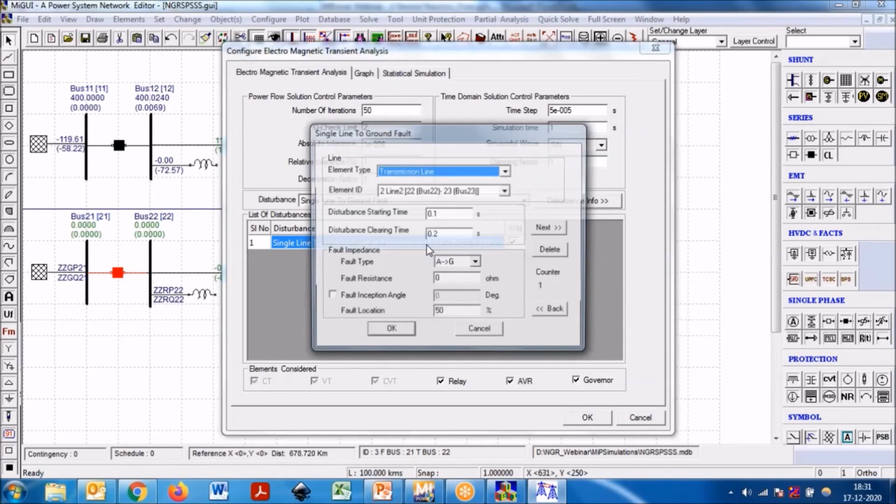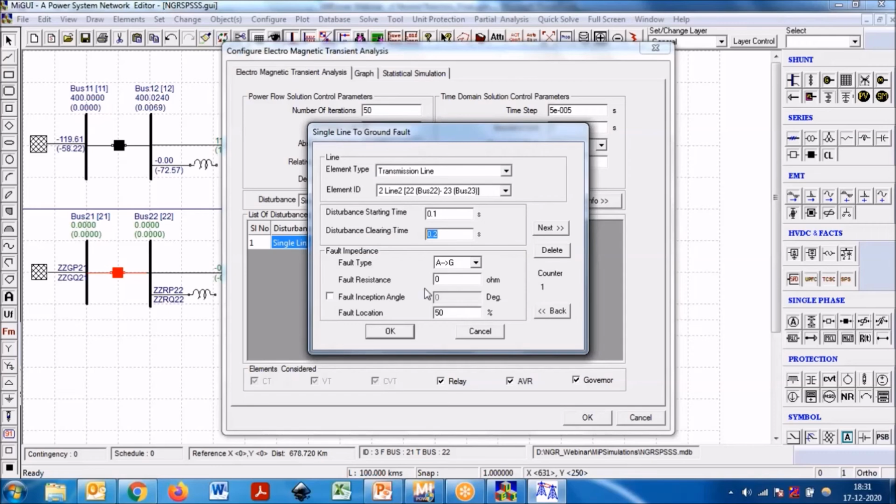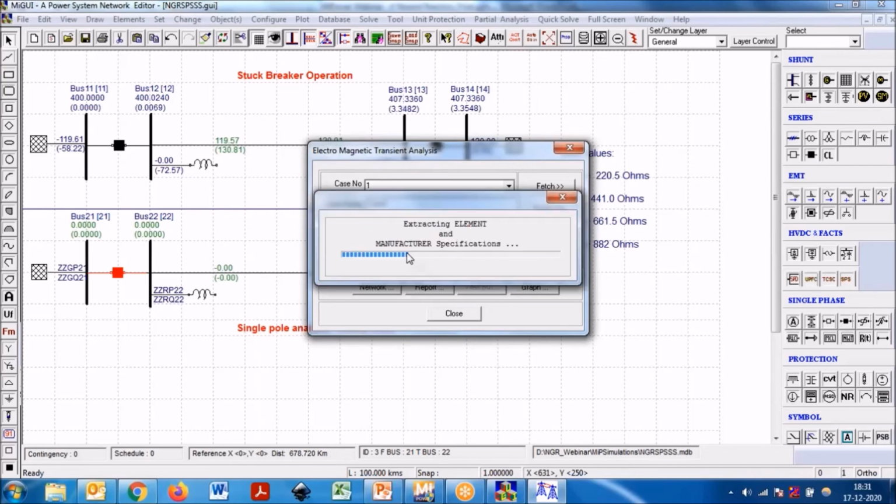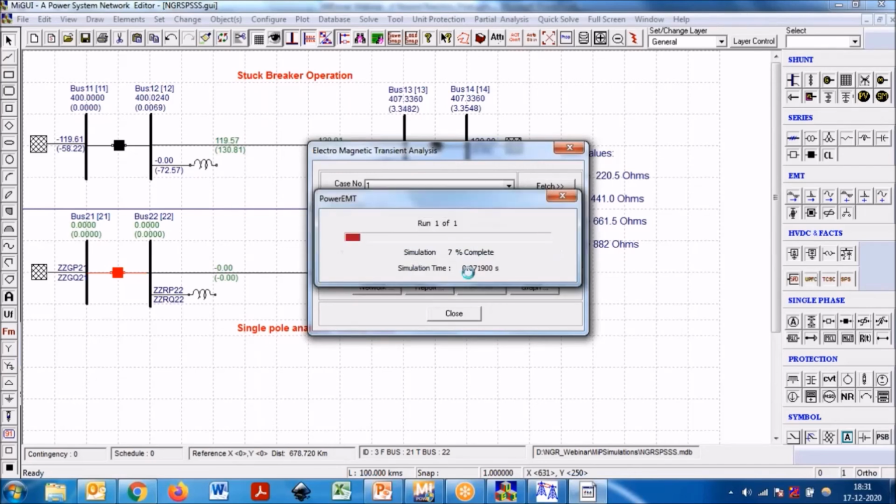Now suppose if I don't remove the fault, let it be hanging. But same single pole tripping is happening. Now we'll be getting secondary arc current. Just I will show.